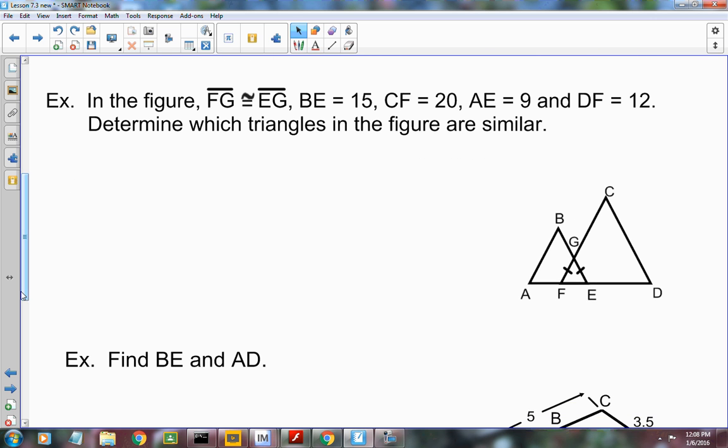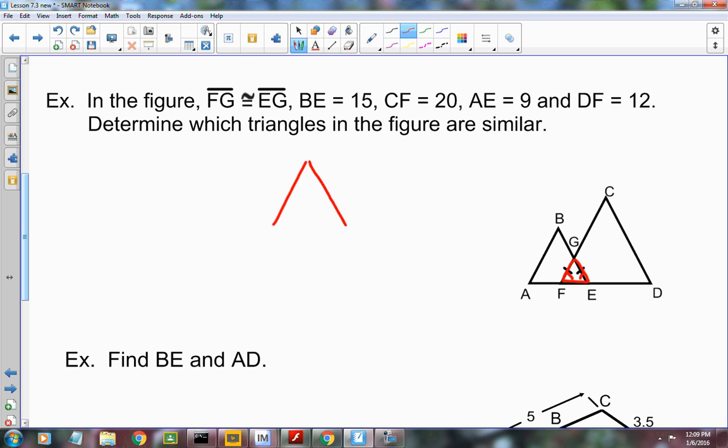In the figure, FG is congruent to EG, and I have that marked. And then it gives us some values for the sides. It wants us to determine which triangles in the figure are similar. Now, what does this tell me if these two sides here are congruent? What can I get from that? It's isosceles, which means these two base angles are congruent, right? So more than likely, looking at the values they gave me, these are probably not isosceles triangles, and so I'm probably going to look to see if I can prove these similar, okay? So the first thing I'm going to do is separate them into two separate triangles, okay?